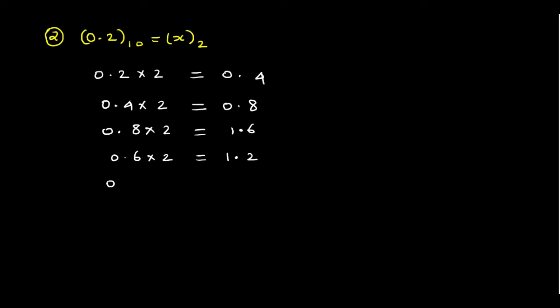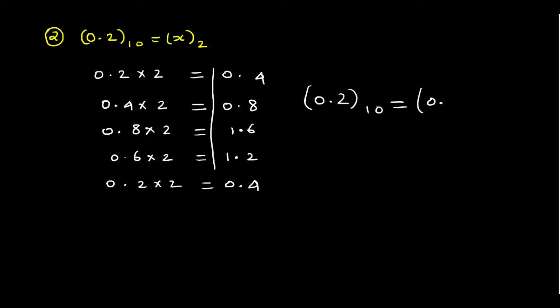So 0.2 multiplied by 2 will get 0.4. It is not finishing, it is actually repeating. So what do we do? We do 4 to 5 steps max, don't do more than that. Now we can write the answer: 0.2 to the base 10 equals 0. You start from top to bottom like this and write down the integers 0, 0, 1, 1, 0 to the base 2. So this is the answer we got.